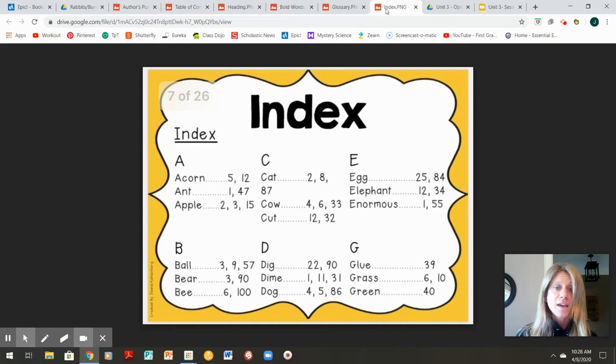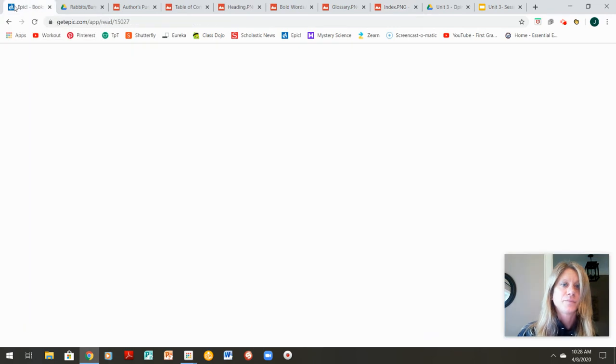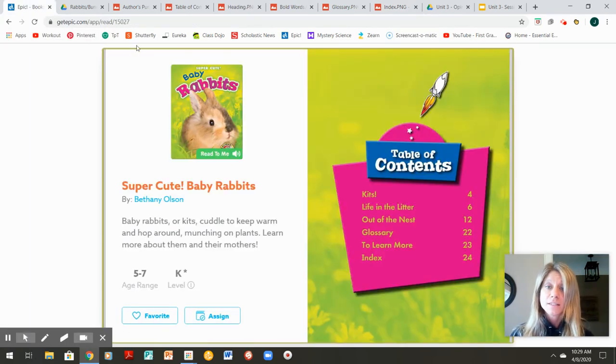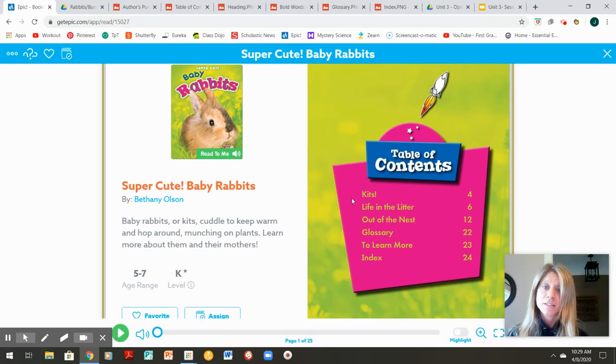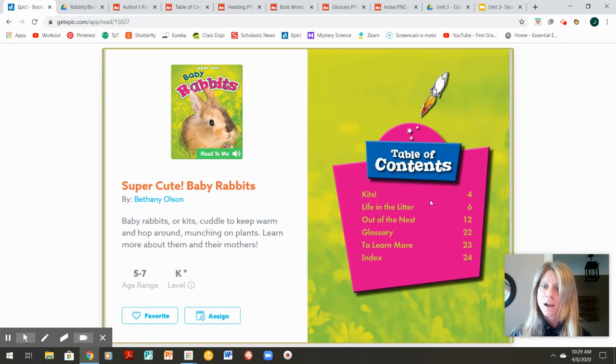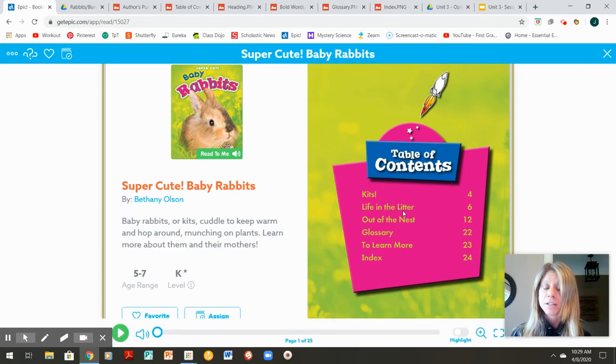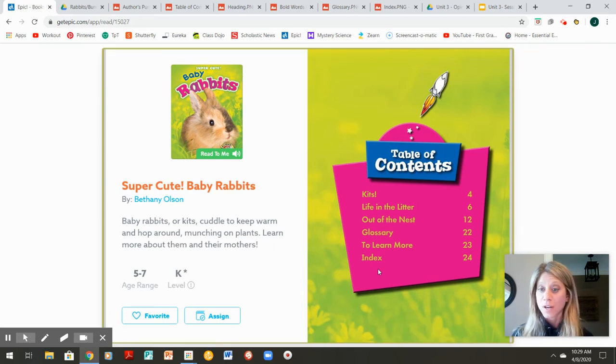So as we're reading together today, we are going to be paying close attention to see if we can find the table of contents, the headings in the book, bold words, a glossary, and index. So here is the table of contents in our book, and we're going to learn all about what kits are on page 4, life in the litter on page 6, out of the nest on page 12. And look, our book has a glossary. We're going to see the glossary on page 22. If we want to learn more, we'll go to page 23. And our book also has an index on page 24. Let's read. Baby rabbits.